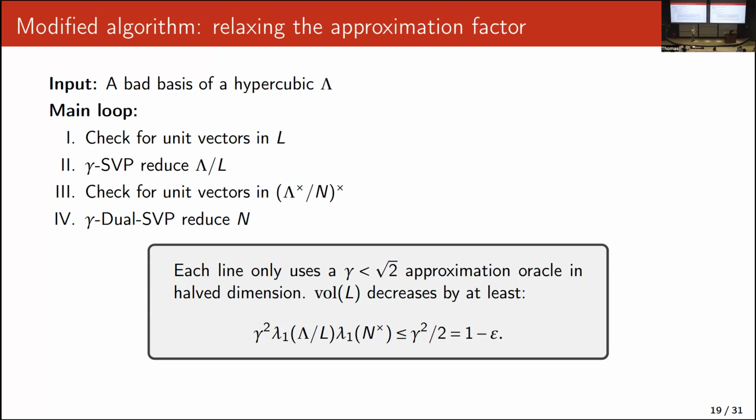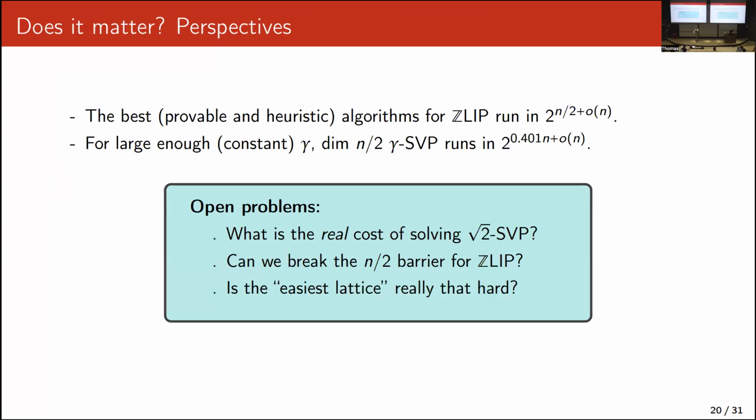We then gamma SVP reduce the projected sublattice, which we've seen before, and do the same on the dual side. And so we can basically just relax the approximation factor. So why is this important? Because the best provable algorithms for the Z lattice isomorphism problem run in time 2 to the n over 2. It's also known that for large enough constants, dimension n over 2 gamma SVP runs in time that is strictly less than 0.5 in the exponent.